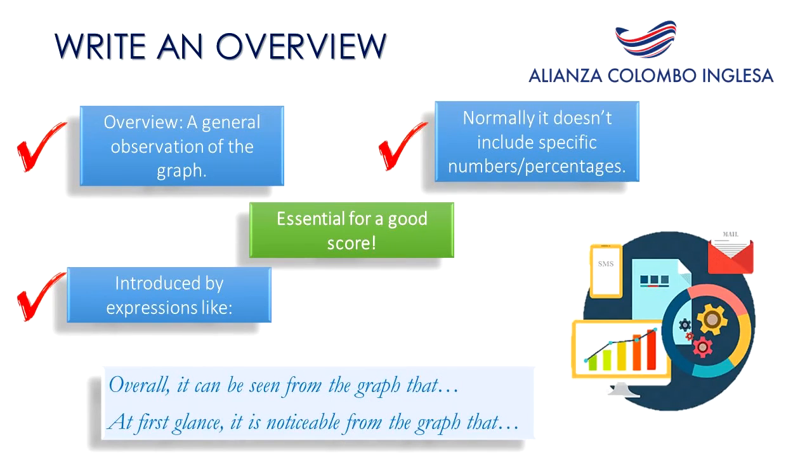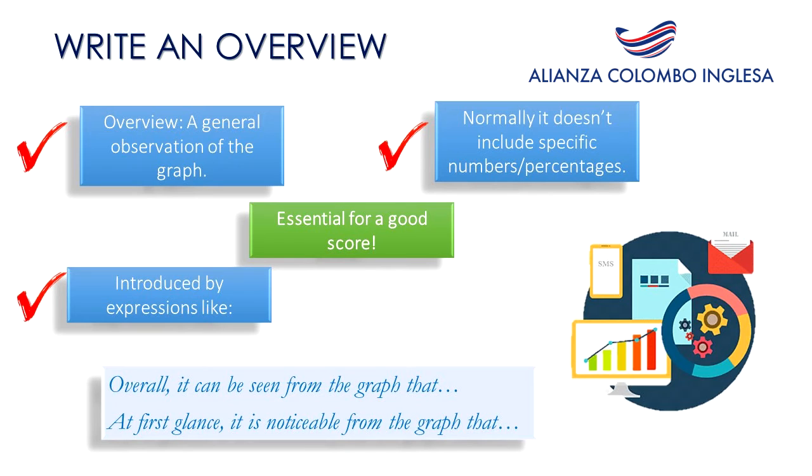After we have written the paraphrasing of the statement, there should be an overview. An overview is a sentence that gives a general observation of what the graph is showing. This one normally doesn't include any specific numbers or percentages. It's just a general view of the graph. This is an absolutely essential part of the graph report. If we don't include it, our score will be significantly lower, so we should always include an overview.